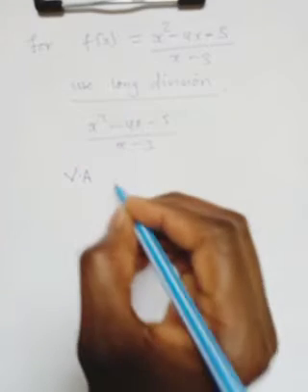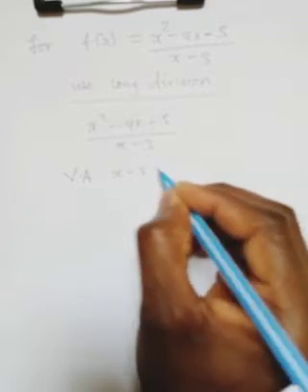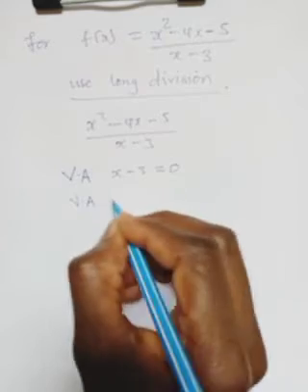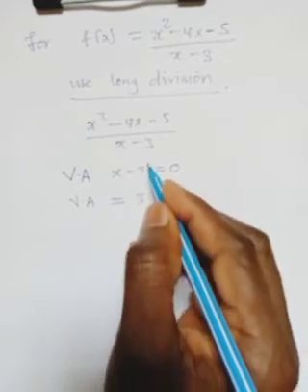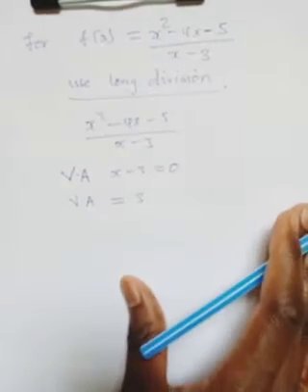Quickly, someone to tell me, how are we going to find the vertical asymptote on this one? How do you find the vertical asymptote? Gloria? We equate the denominator to zero. Okay, so we say x minus 3 equals 0, meaning that the vertical asymptote for this one has to be 3, reason being this is going to give us positive 3.